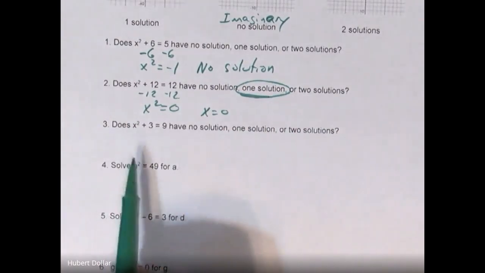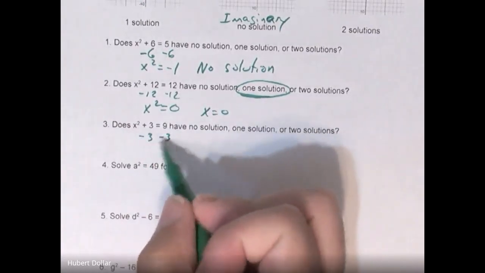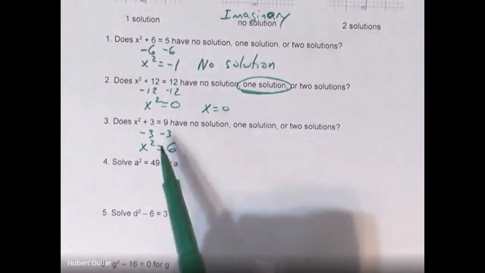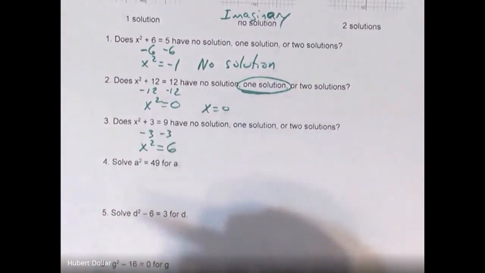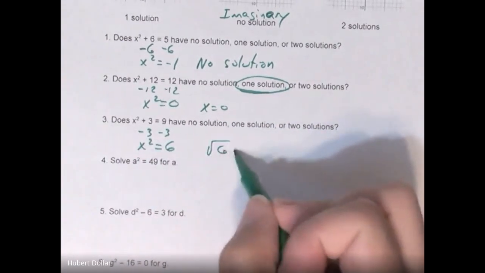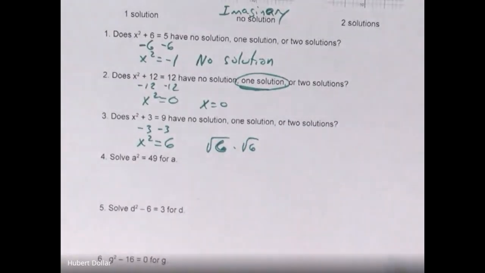And then finally, if we solve this next one, minus 3 minus 3, x squared equals 6, and we're subtracting 3 because the opposite of adding 3 is subtracting 3, then what number times itself equals 6? Well, if you remember, the square root of 6 times the square root of 6, because they are the same number, would equal 6.